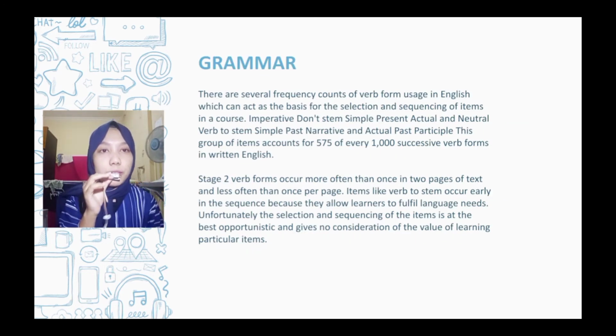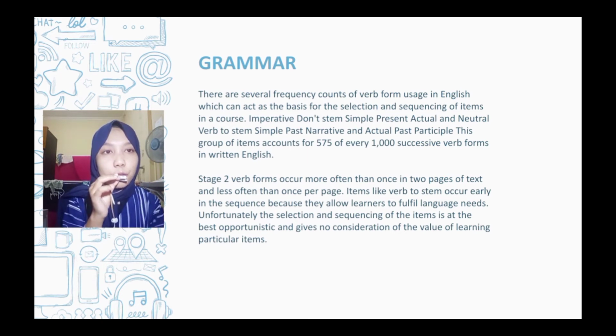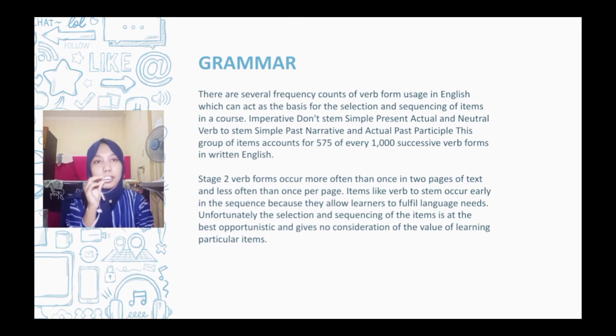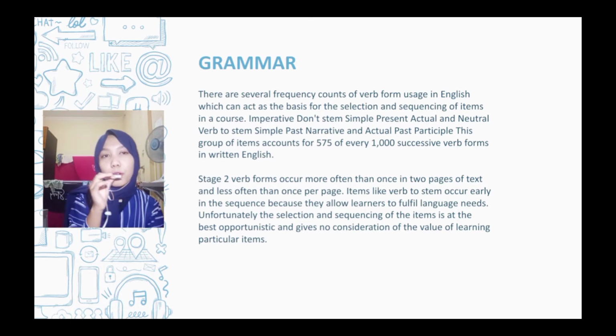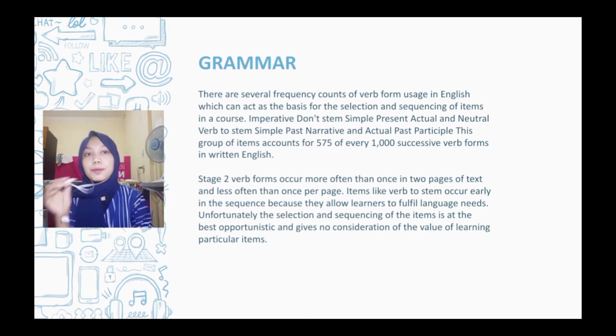The next is grammar. There are several frequency counts of verbs from usage in English, which can act as the basis for the selection and sequencing of items in a course. Imperative don't stem, simple present actual and neutral, verb to stem, simple past narrative and actual, past participle. This group of items accounts for 575 of every 1000 successive verb forms in written English.